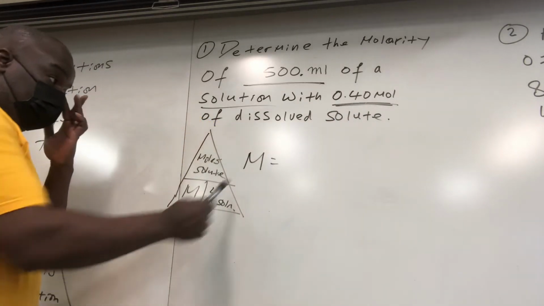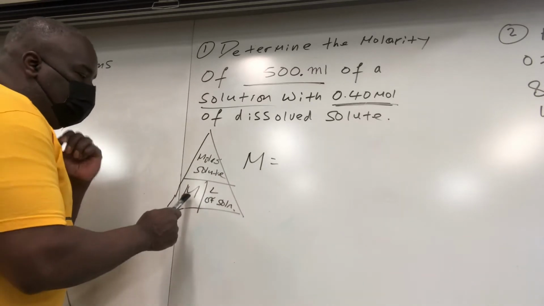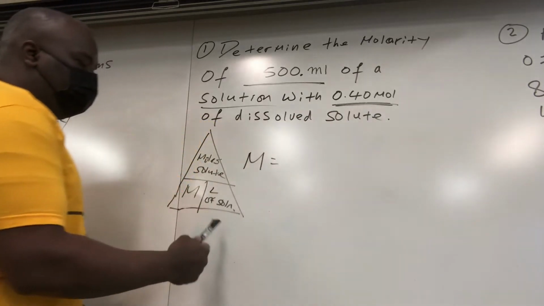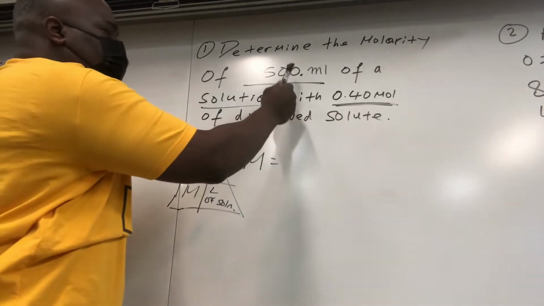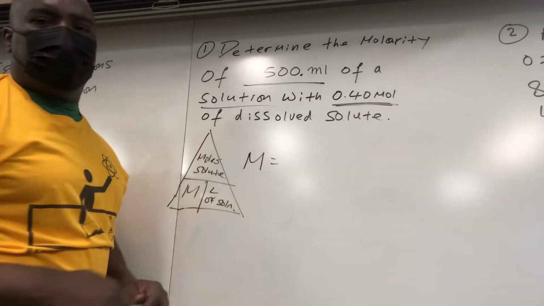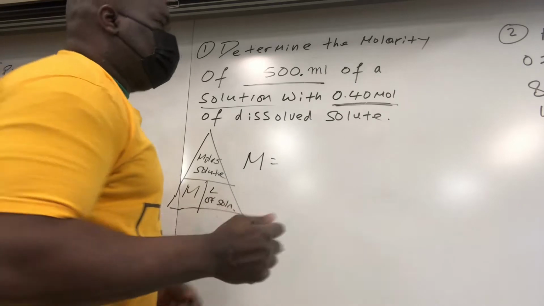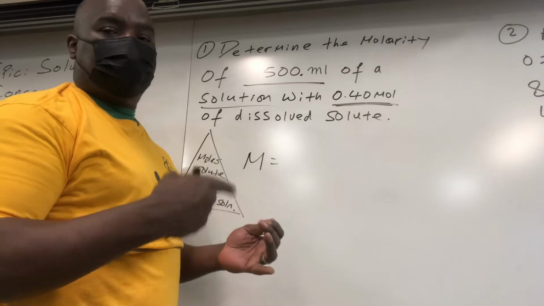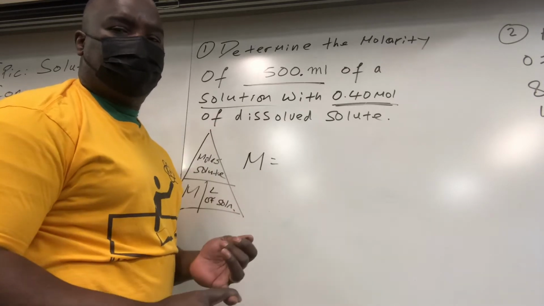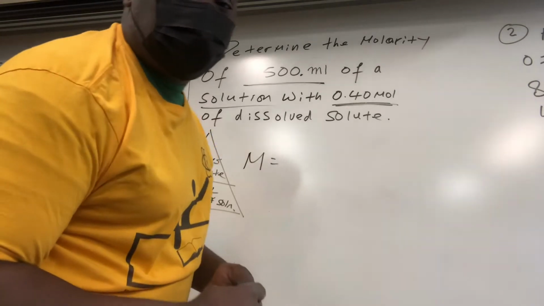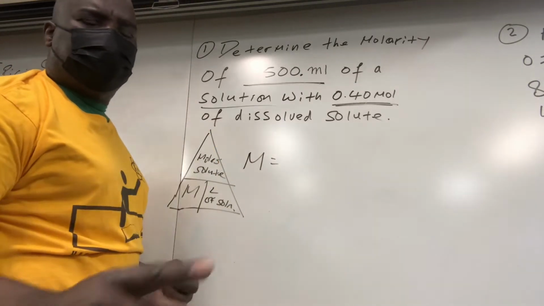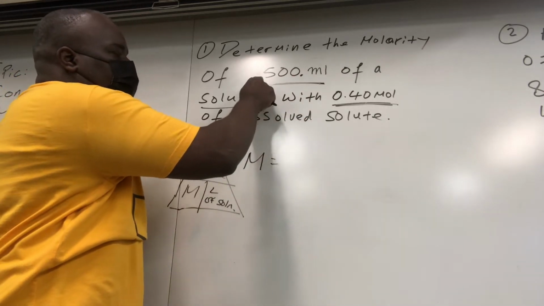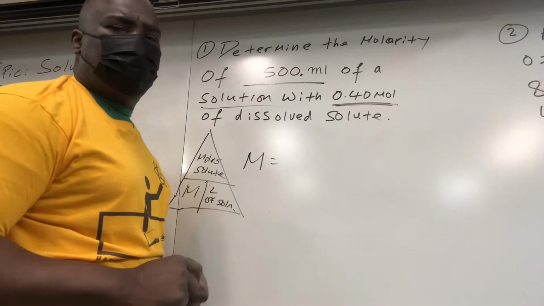Since we're trying to find molarity, it's going to be moles of solute, which is 0.4, over the liters of solution. We just so happen not to have the liters, but we can convert. There are a number of ways you can do it. Divide by 1,000, or move the decimal 3 places to the left. Dividing by 1,000 and moving the decimal 3 places to the left are the same thing. When we move the decimal 1, 2, 3 places to the left, we get 0.5 liters.